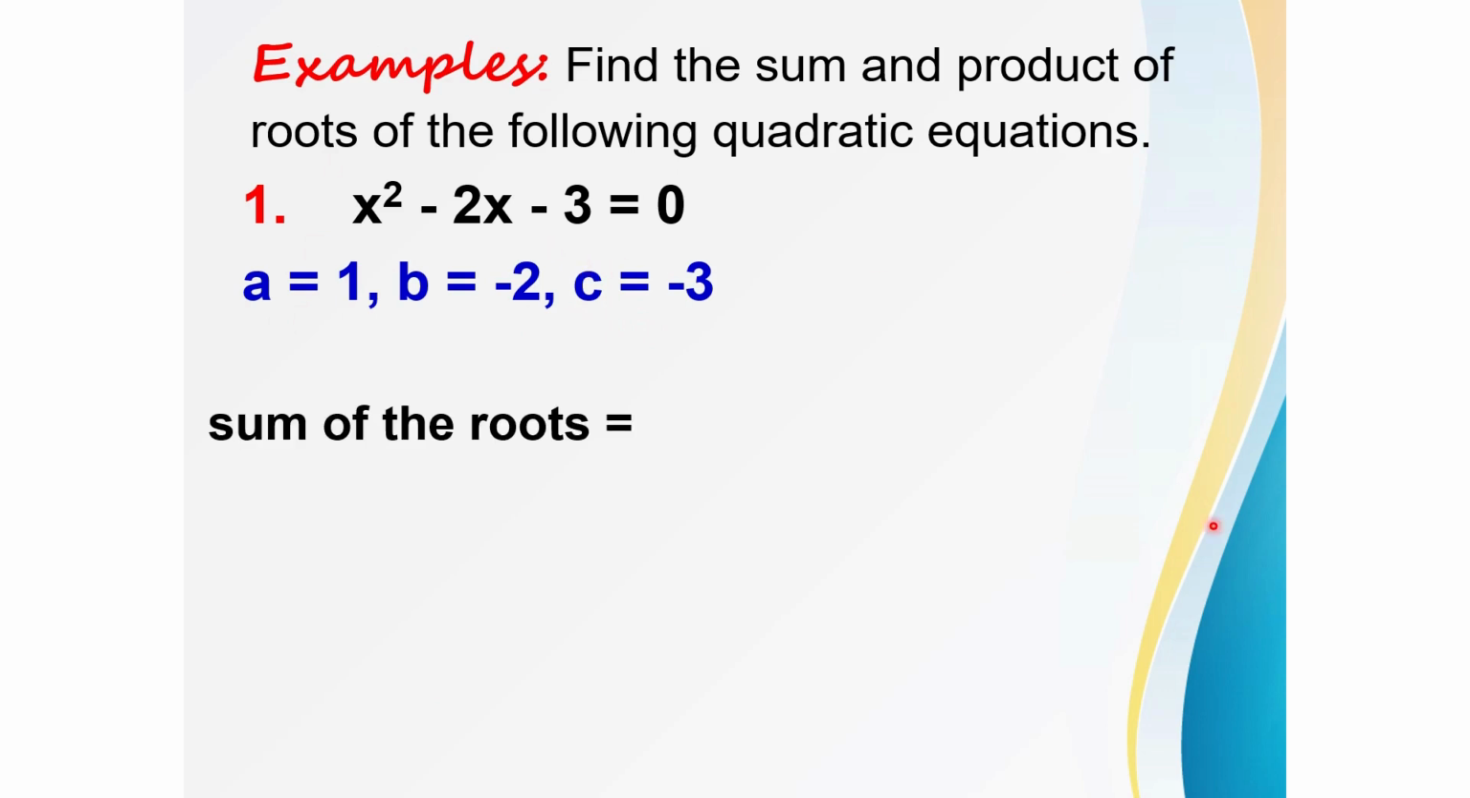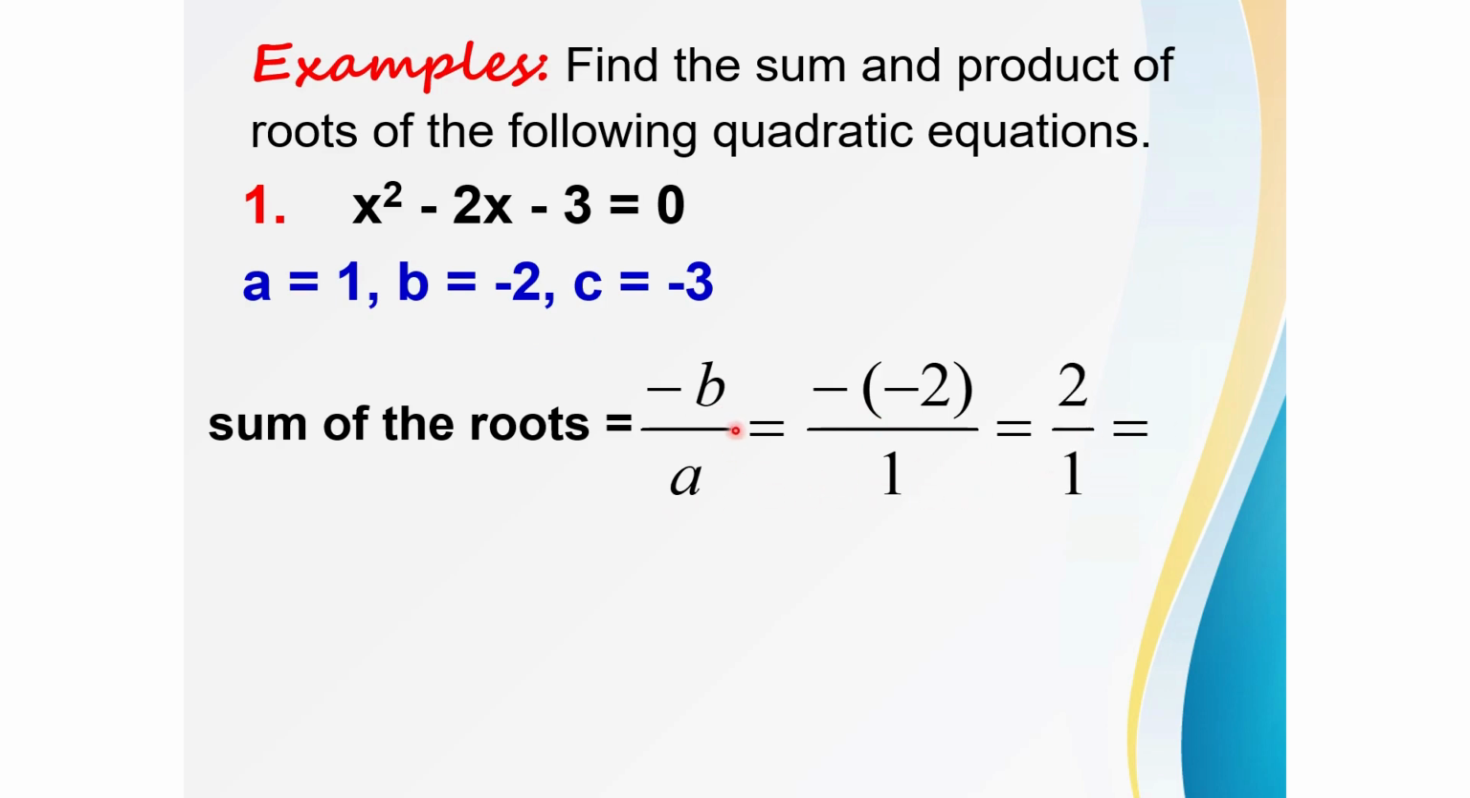Sum of the roots, so the formula is negative b over a. Just substitute, bring down the negative sign, and then substitute b by negative 2, the value of b, over the value of a, which is 1. Then simplify: negative times negative 2 is 2 over 1, and 2 divided by 1 is 2. So there you have it, the sum of the roots is equal to 2.